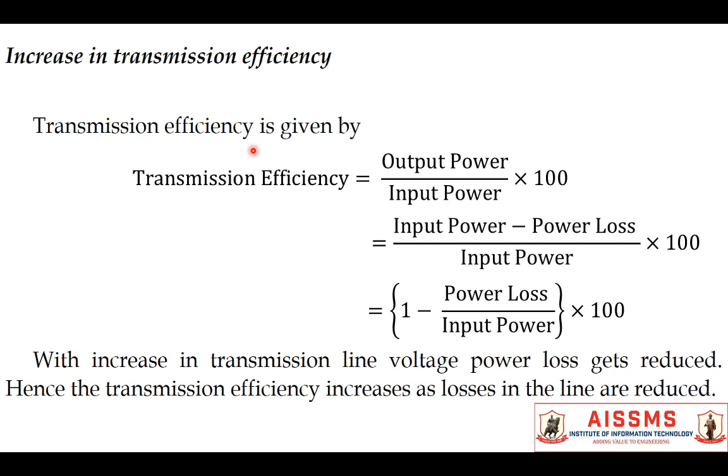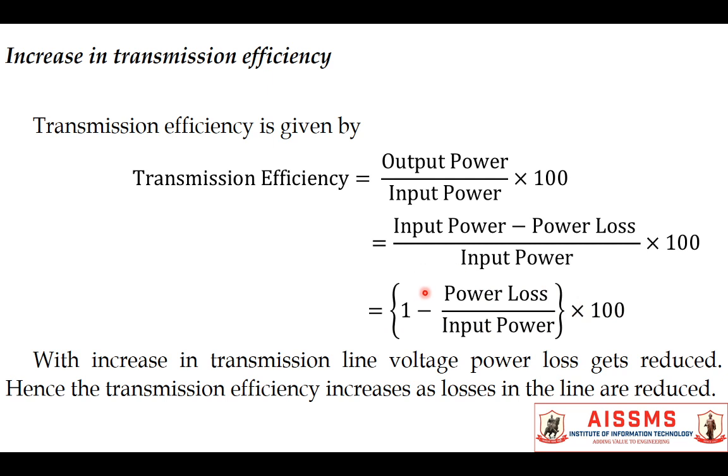Then efficiency: increase in the transmission efficiency. Transmission efficiency is given by output power divided by the input power into 100. Output power is nothing but the difference between input power and the power losses, which take place through the length of the transmission line. So this equation can be simplified as input power minus power loss divided by the input power into 100, or it is 1 minus power loss divided by the input power into 100.